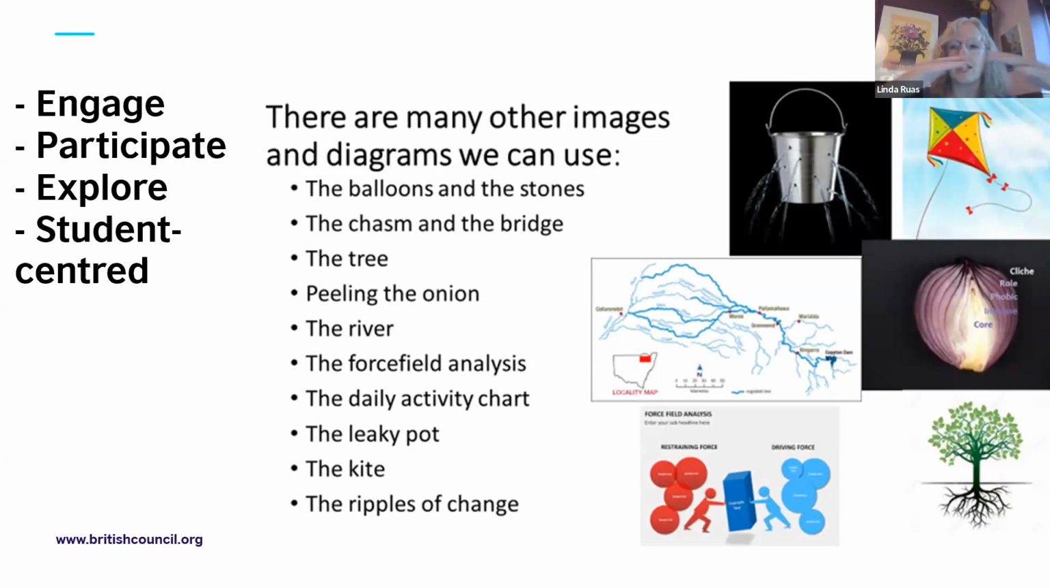The chasm and the bridge, there's a problem in the middle. What's going to get from one side to the other? And I like the leaky pot here. Maybe this is about something like corruption, where all the money is going out and not going where it should be going to. Please try some of these participatory tools.